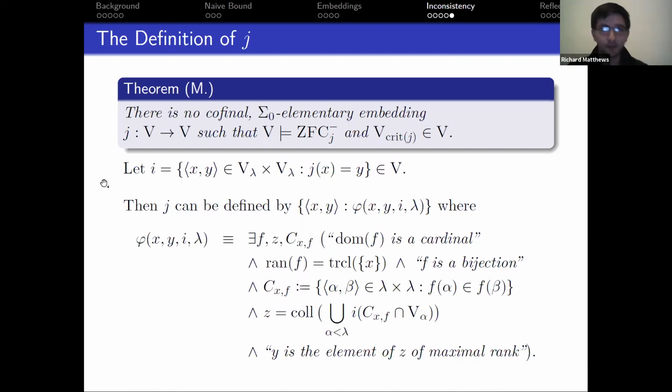Right. So the bit I'd like to talk about then, this last section, is I've been assuming V of the critical point as a set. Can I remove this assumption? And to remove this assumption, it turns out what we need to do is assume reflection.